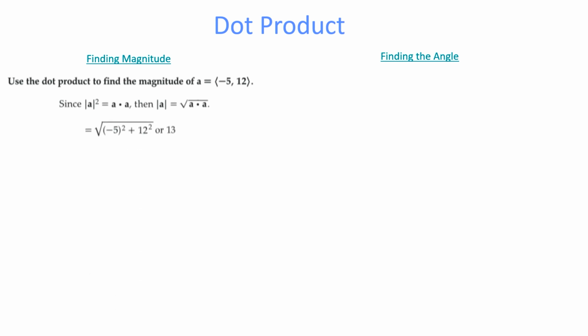We can use the dot product to find the magnitude of a vector. If we are given a vector A equals minus 5, 12, to find the magnitude of this, we can do A squared, which is A dot A. We can then use Pythagoras to do the square root of minus 5 squared plus 12 squared equals 13.